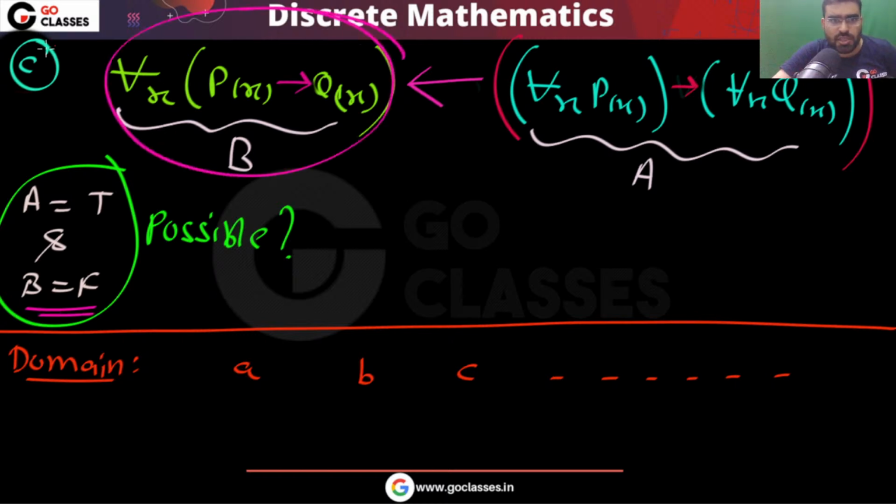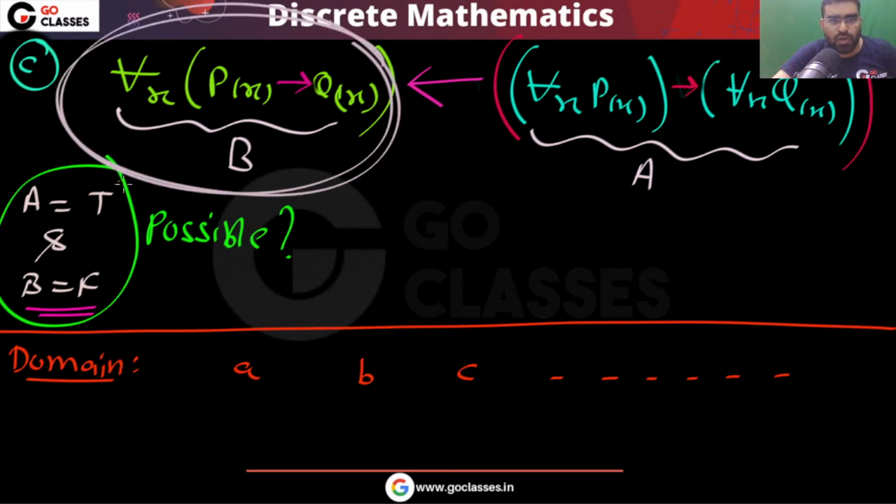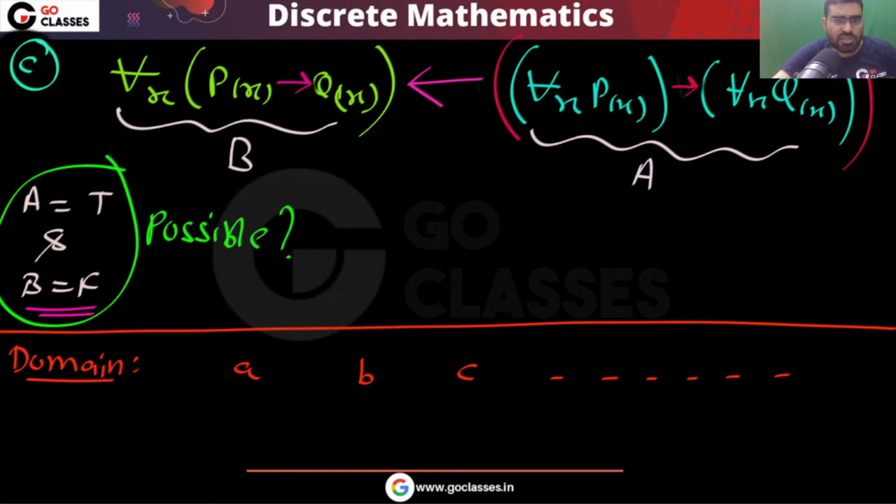Look at this B. Only focus on this B. I want to make this B false. What do I need to do? For some element, this internal thing must be false. For this element, this internal thing will be false. For some element means this element B. For this element, P must be true and Q must be false.